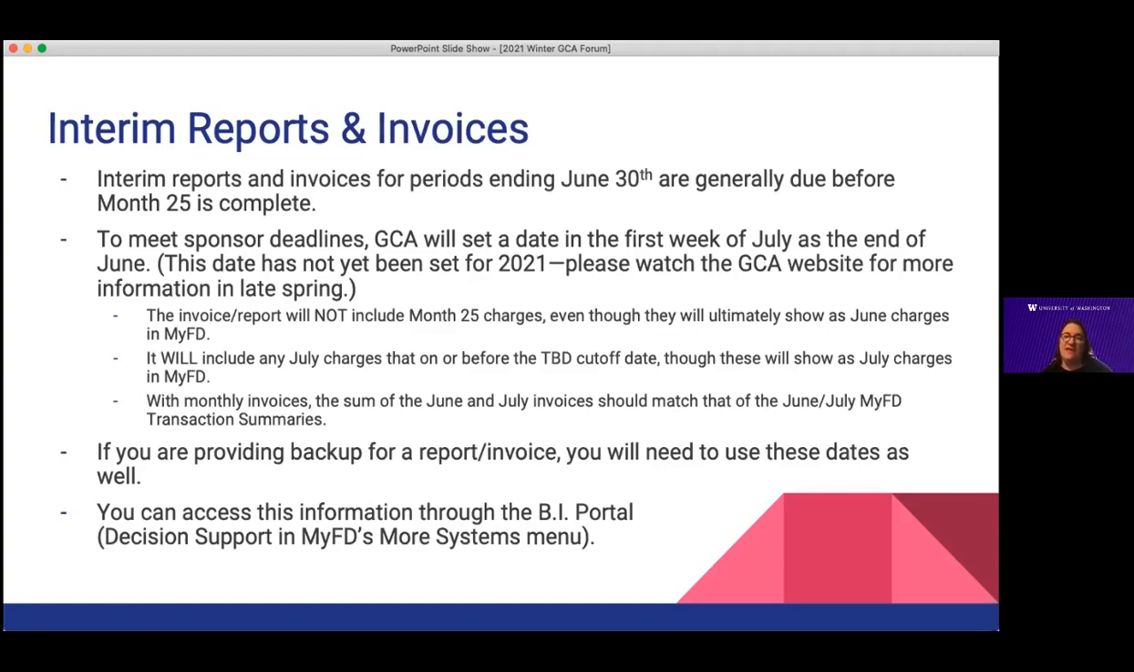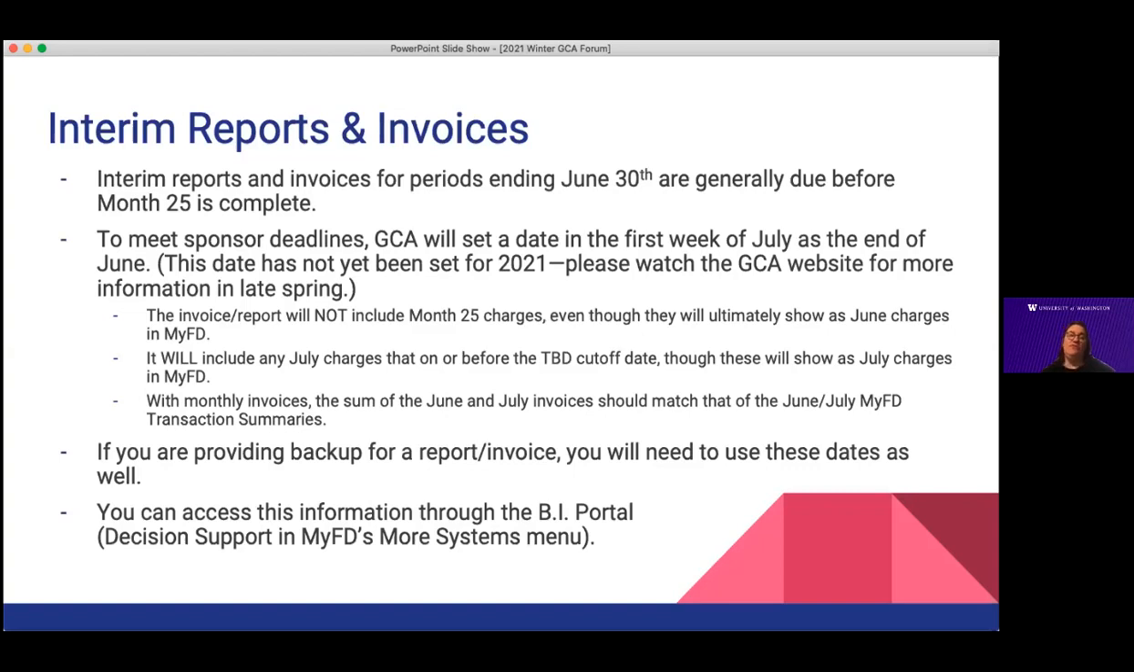And so we will set a date in the first week of July. This hasn't yet been determined, the exact date. Watch our website. We'll have more information in the late spring. For example, I believe last biennium, it was July the 6th. And so you'd send out a report that does not include month 25 charges, even though these will ultimately show as June charges in MyFD because they haven't posted yet, but it will include any very early July charges that post on or before that cutoff date, even though these will show as July charges in MyFD.